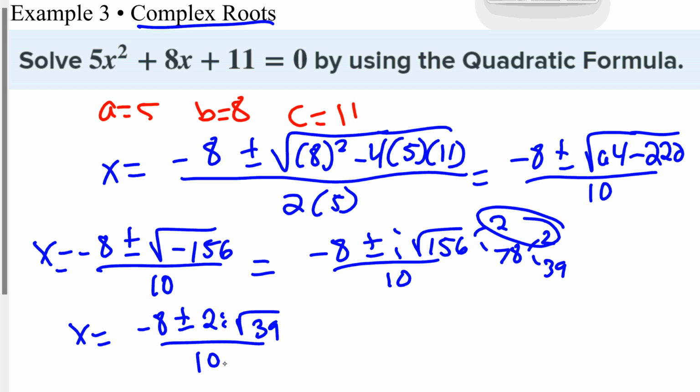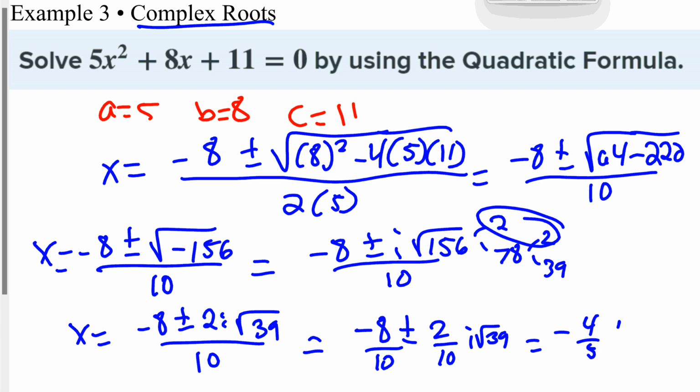So again, here you could write it as two separate fractions. Negative 8 over 10 plus or minus 2 over 10 i square root 39. And then I can reduce my fractions. Negative 4 over 5 plus or minus 1/5 i root 39. Okay, so you could write it like that.